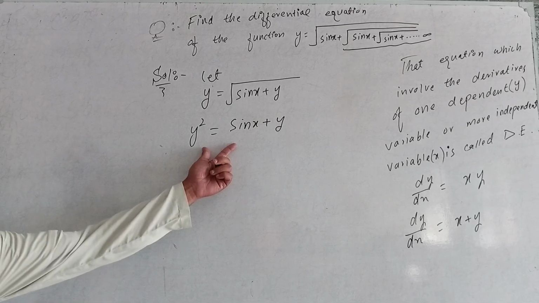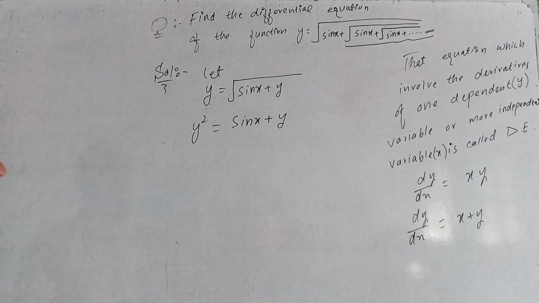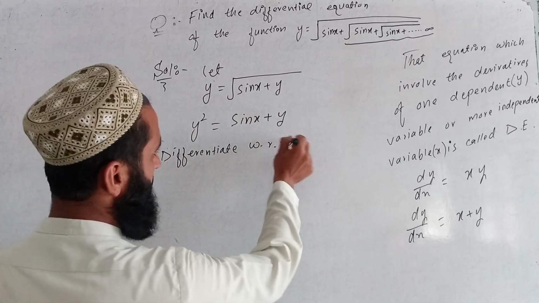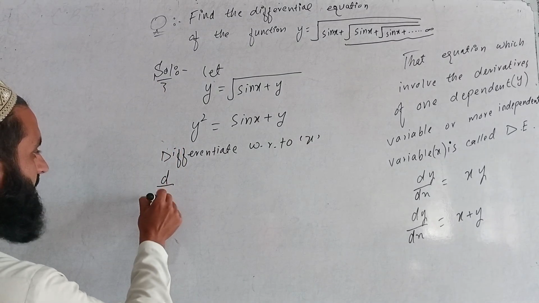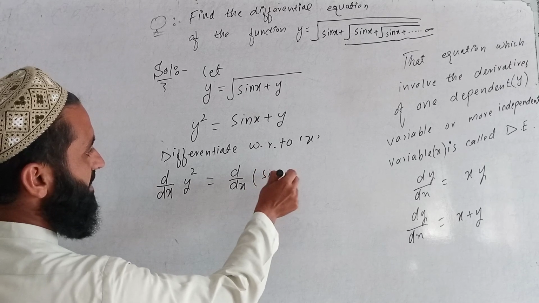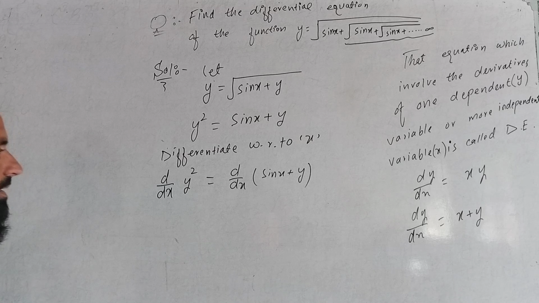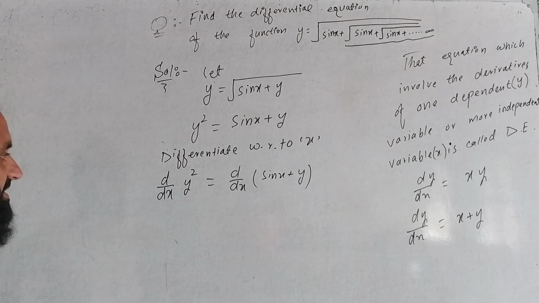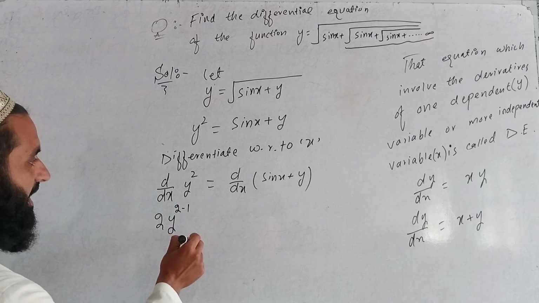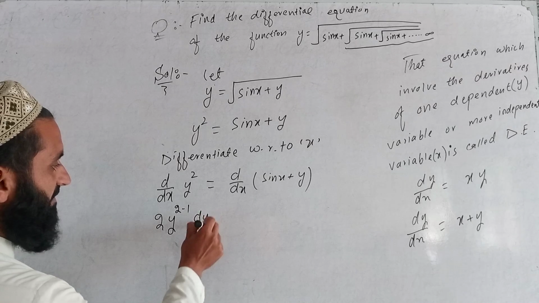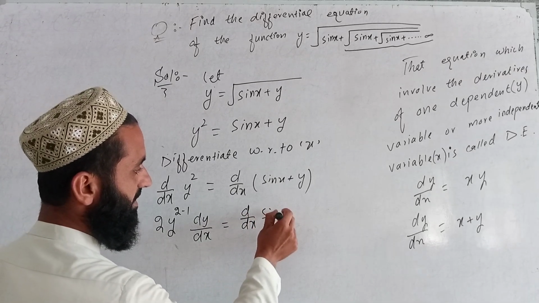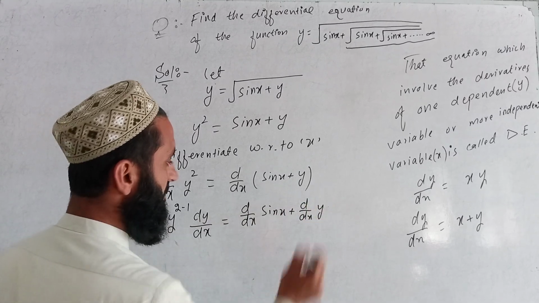So differentiate this equation on both sides with respect to x. So d by dx times y square equal to d by dx into sin x plus y. Apply a power rule on left hand side to get 2 times y to the power 2 minus 1, again differentiate y with respect to x, dy divided by dx, equal to d by dx times sin x plus d by dx into y.